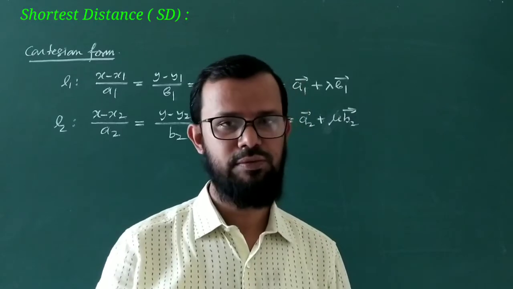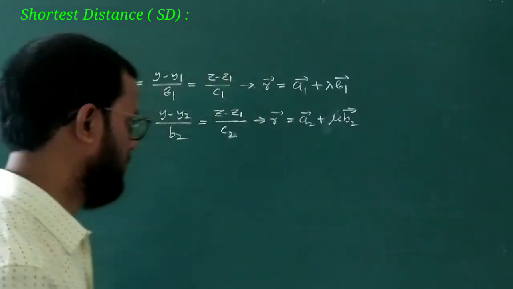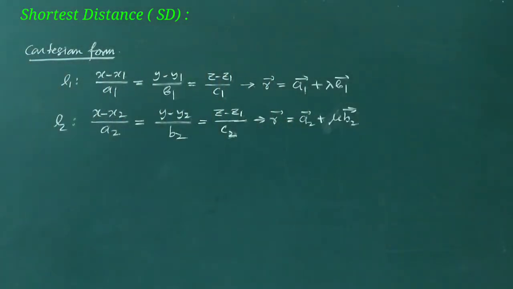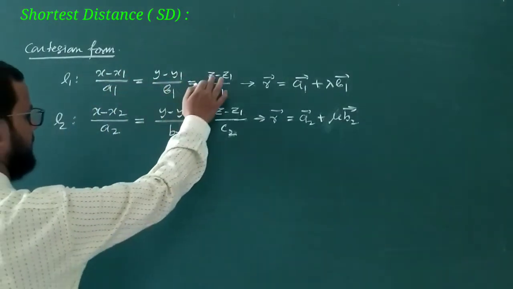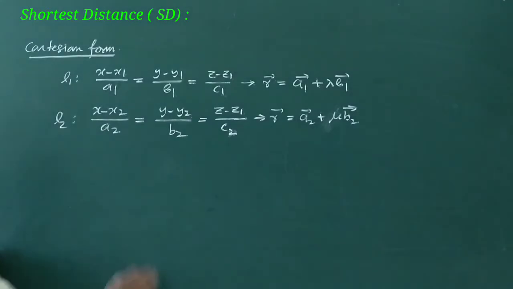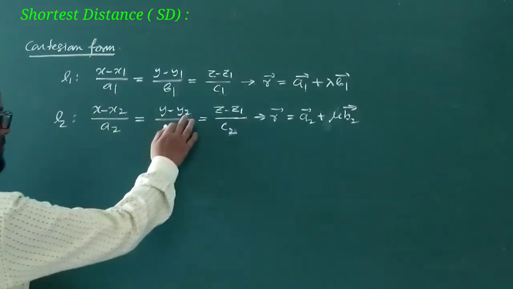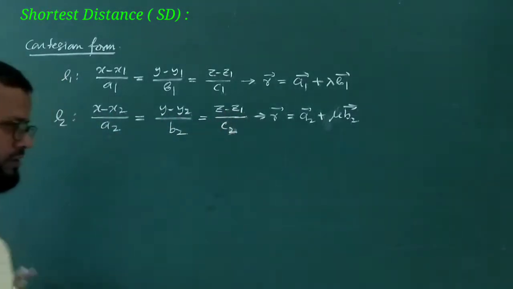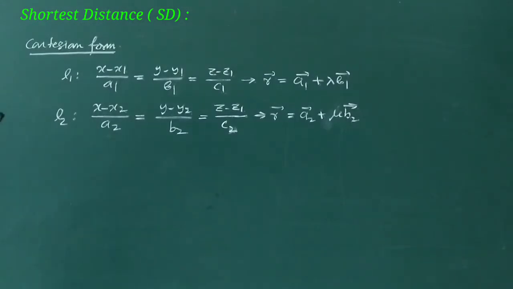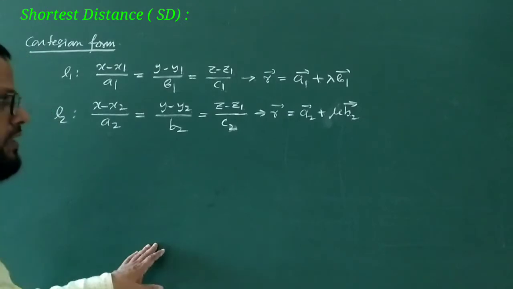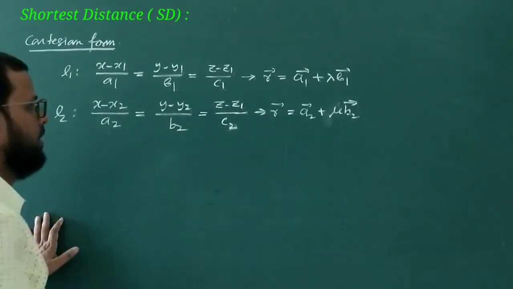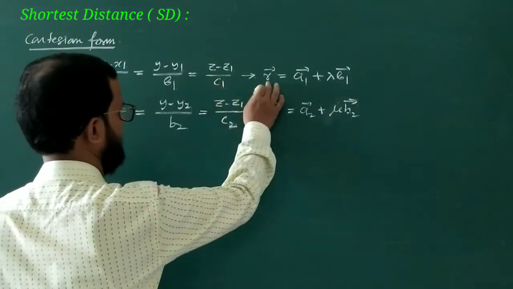Now we are discussing the Cartesian form. We know that the Cartesian form of the equation of lines is (x minus x1)/a1 = (y minus y1)/b1 = (z minus z1)/c1, and (x minus x2)/a2 = (y minus y2)/b2 = (z minus z2)/c2. This is the standard form of the equation of lines in Cartesian form. Now this particular line can be reduced into vector form.